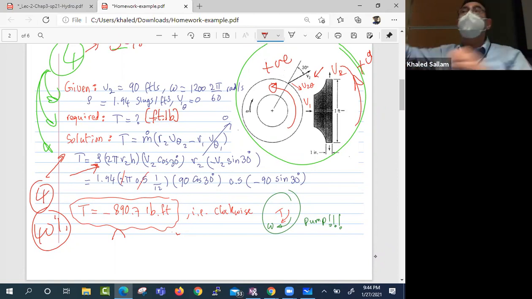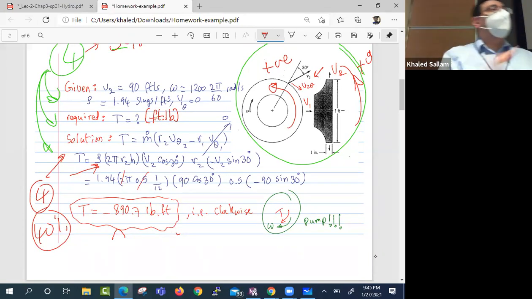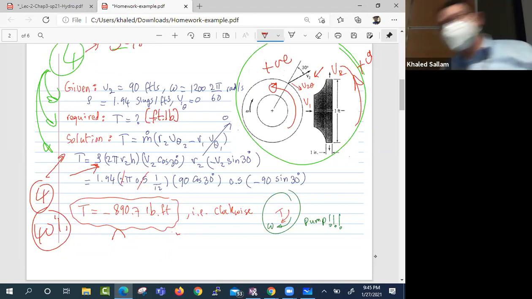We said in a pump, the torque is behind you, is in your back, it's pushing you. So the torque and omega should be the same for a pump. The torque and omega should be opposite to each other for a turbine, because what I said, the torque is resisting the motion. Right? So the fluid is turning the turbine, but the torque is like, no, no, you cannot go. And like, no, move, move, move. And the fluid is pushing it.